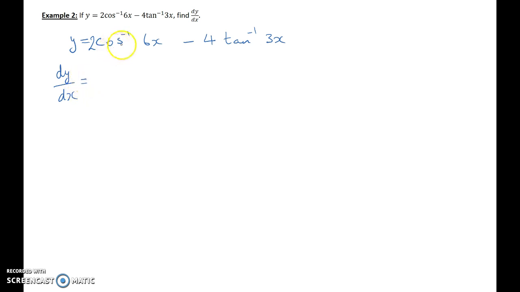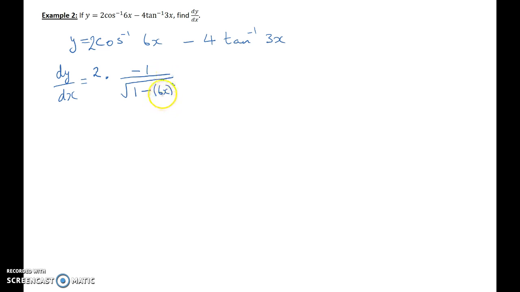Now the first function is 2 times the inverse cosine of 6x. You're multiplying by a 2. We just keep it. So if you're multiplying any function by a constant, you're going to keep that constant. The derivative of inverse cosine is negative 1 over the square root of 1 minus whatever this argument is, in this case 6x squared. Now, a couple of things.